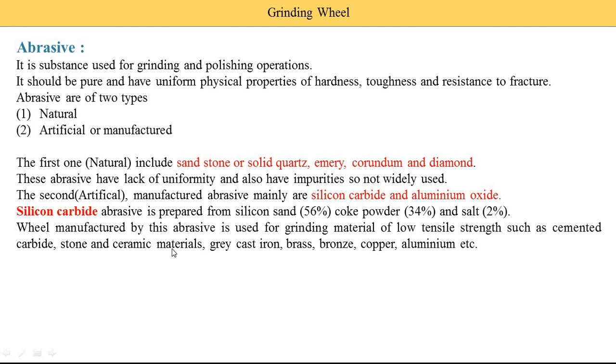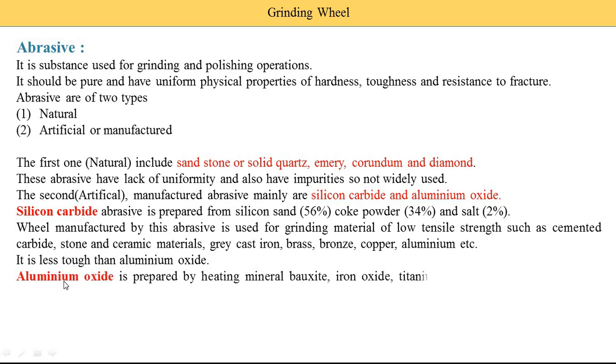So these materials are all soft; they have low tensile strength. For that type of material we can use silicon carbide wheels. It is less tough than aluminium oxide. So silicon carbide toughness is lower than aluminium oxide, and for tough materials we need to use aluminium oxide.